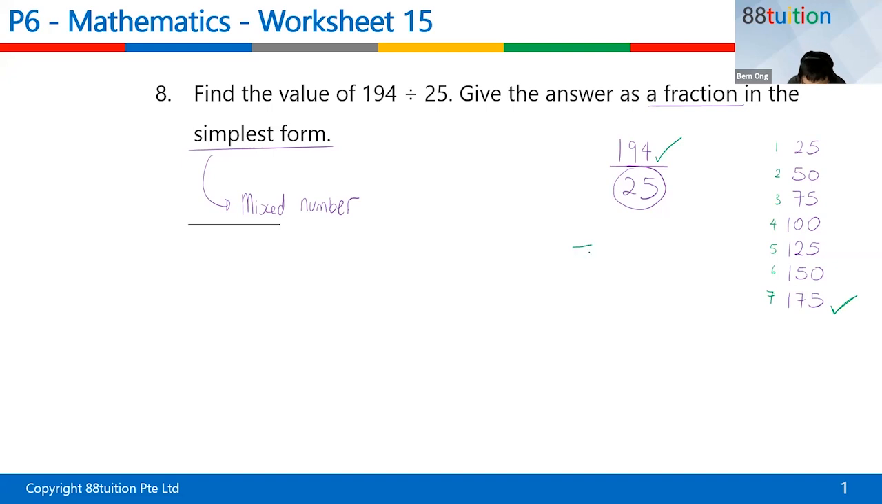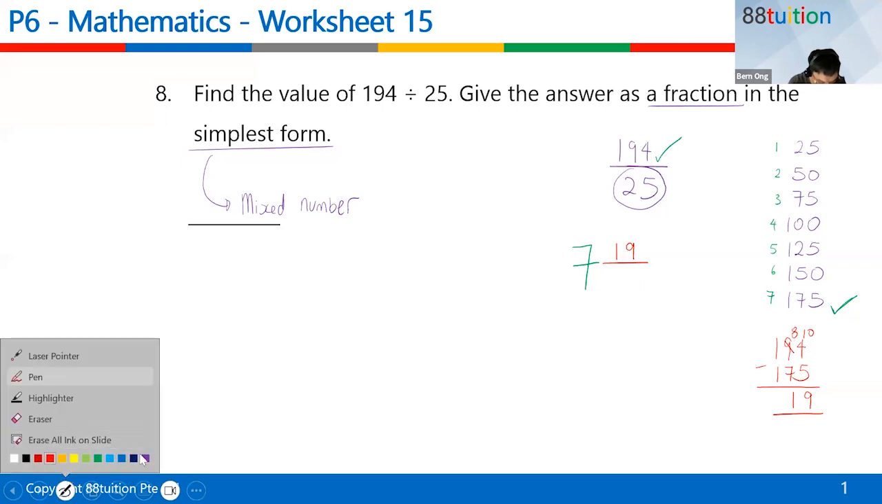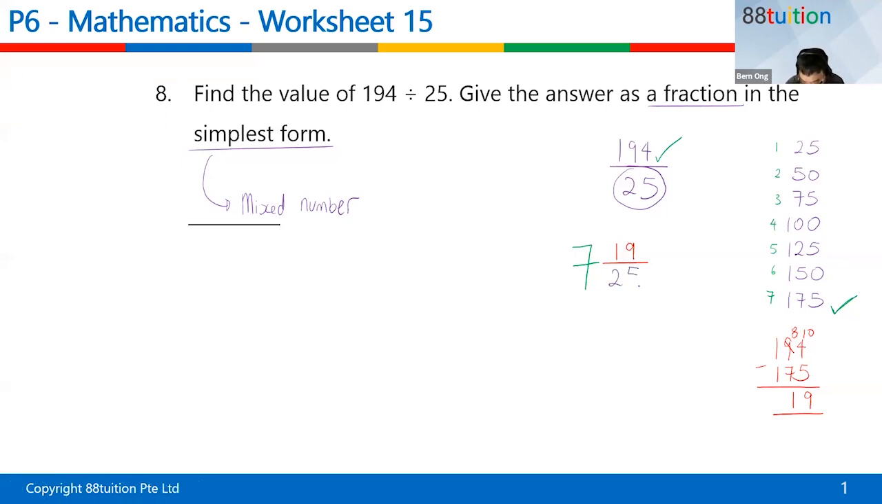So it's a 7 whole. 194 getting to 175, you take 194 minus 175, and that should give you 19. Can you see? So your numerator is 19 and your denominator, the multiple of 25, never changes. And this will be your answer. Correct or not?